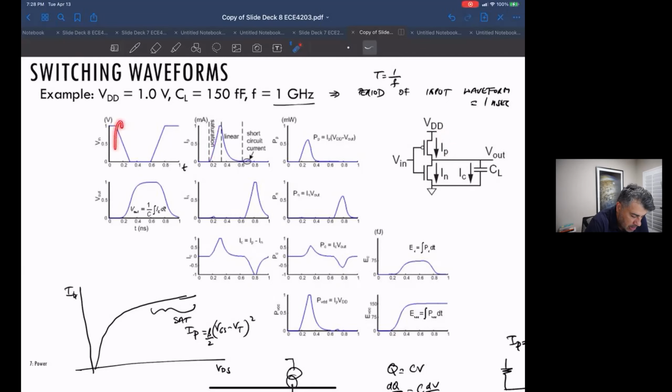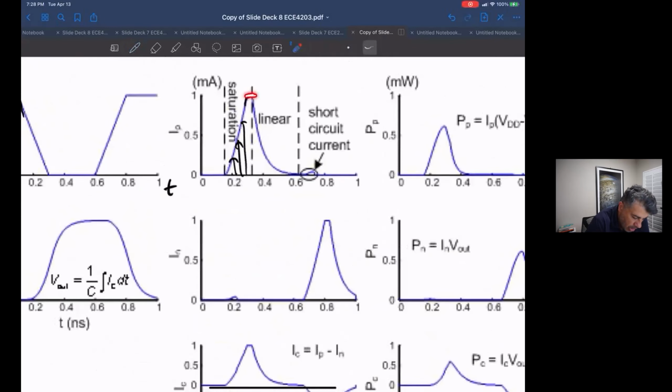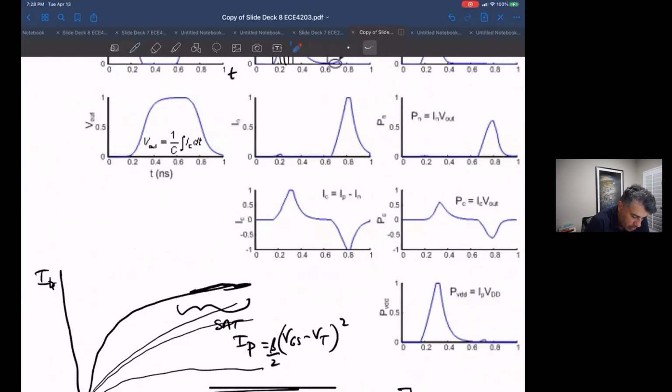As this guy is turning on, during this process, the VGS on the device is changing. So it's going from like here to here to here. So the saturation current is going up, up, up. When it gets to its final value, it stays constant. It stays constant here for a while as it's in its final value.